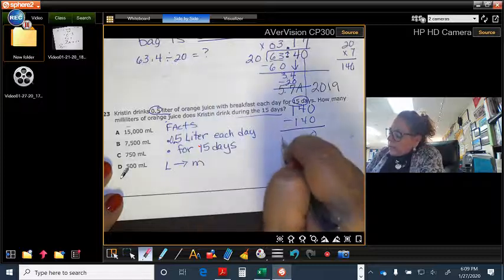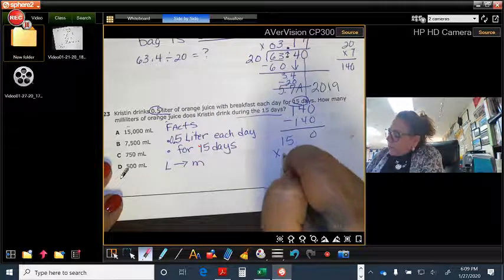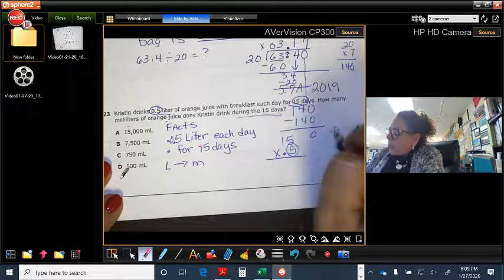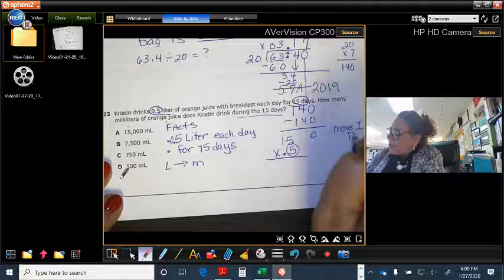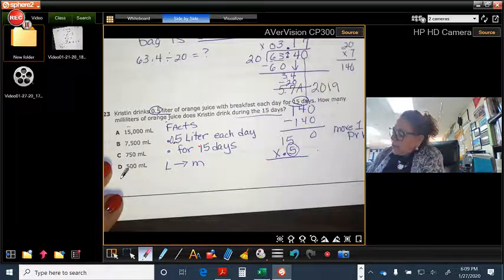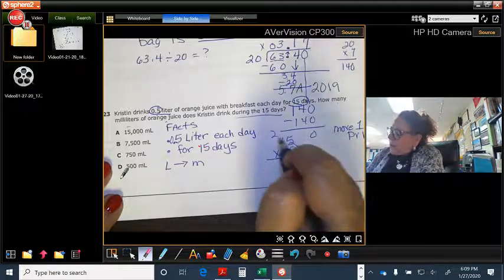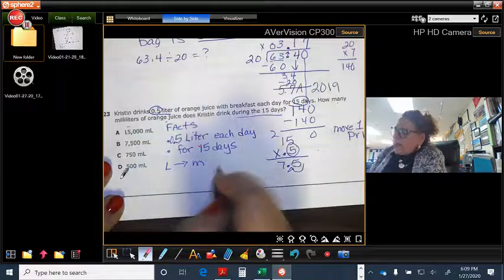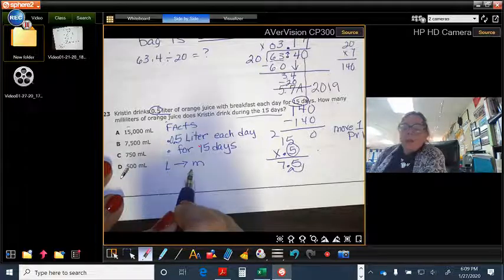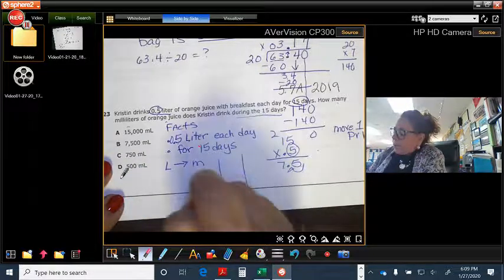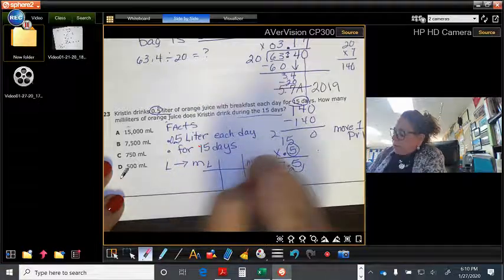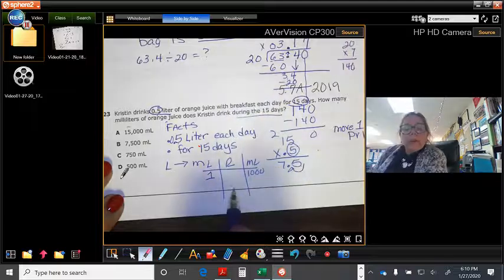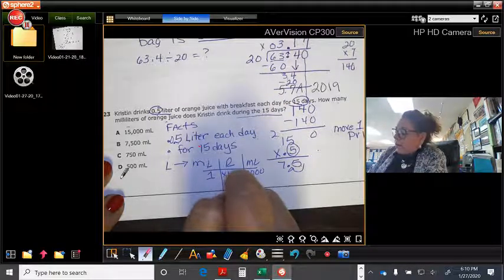So if I have 15 days times 5/10, I'm going to circle this part, and I'm going to move one place value left. So this is 25, 5, 6, 7, and move this over. All right, so now I'm going to go from liters to milliliters, my input-output table. Liters to milliliters, 1,000 milliliters. What's my rule? Multiply by 1,000. Very good.